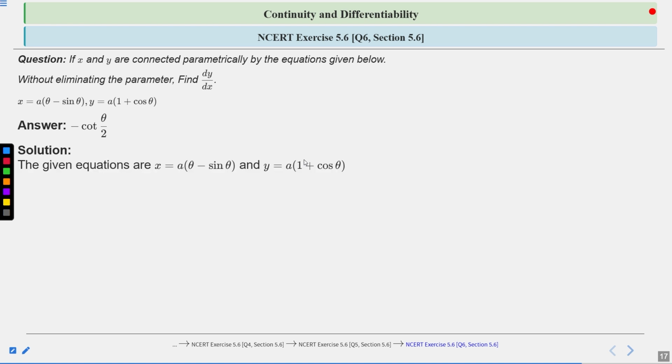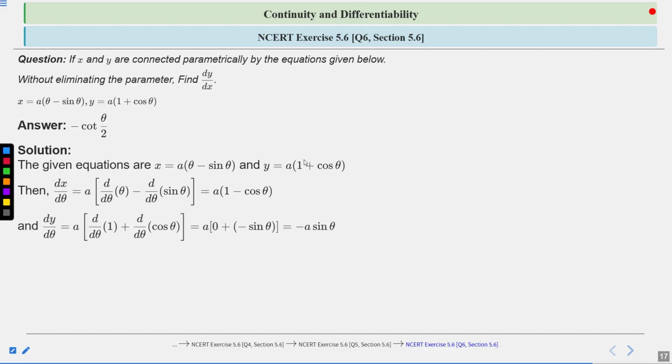The given equations are x is equal to a times theta minus sin theta and y is equal to a times 1 plus cos theta. Then dx by d theta will be equal to a times d upon d theta of theta minus d upon d theta of sin theta, which will be equal to a times 1 minus cos theta. And dy by d theta will be equal to a times d upon d theta of 1 plus d upon d theta of cos theta, which is equal to a times 0 plus minus sin theta, which is equal to minus a sin theta, right?